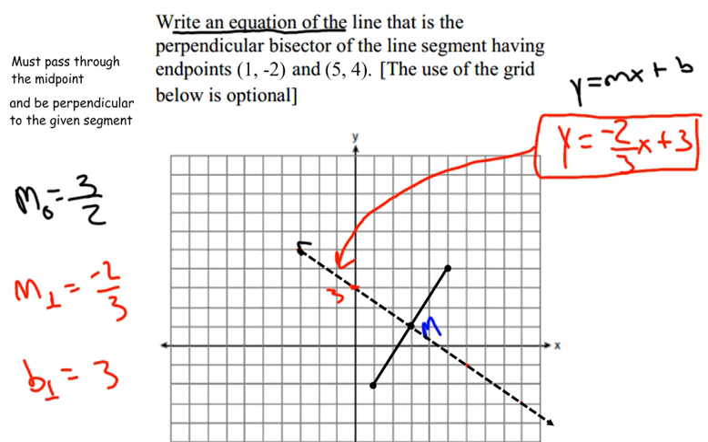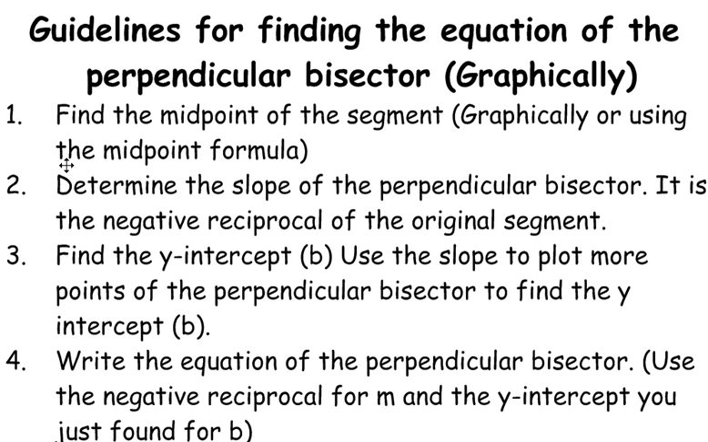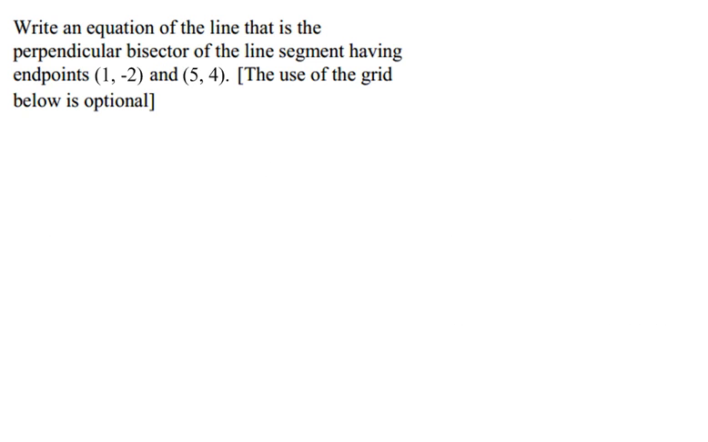Here are some steps and guidelines that you can use to do this graphically, if you so wish. Now let's try to do the same problem we just worked out graphically, but algebraically. It says, write an equation of the line that is the perpendicular bisector of the line segment having endpoints (1, -2) and (5, 4). The use of the grid is optional. So this time we're not going to use a graph. We're going to do it algebraically.